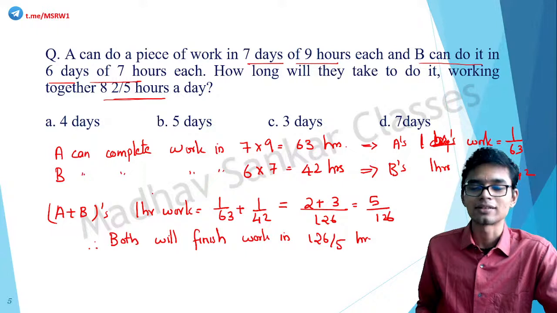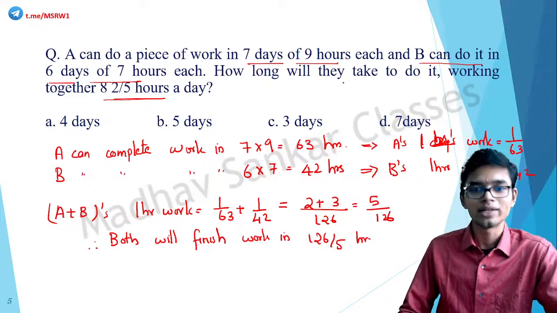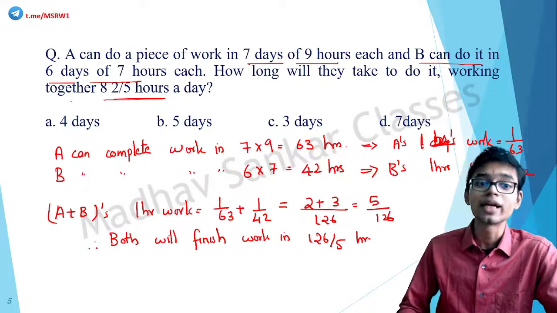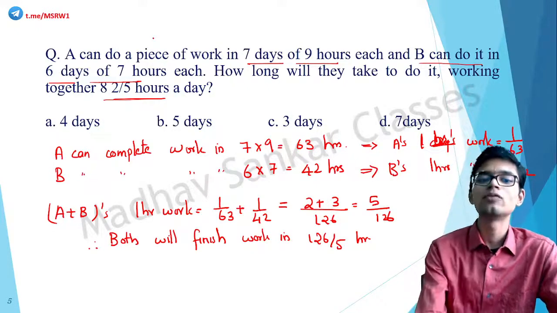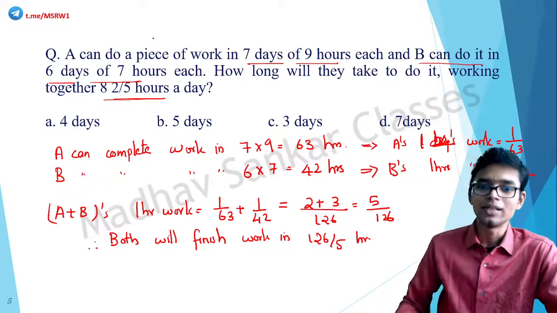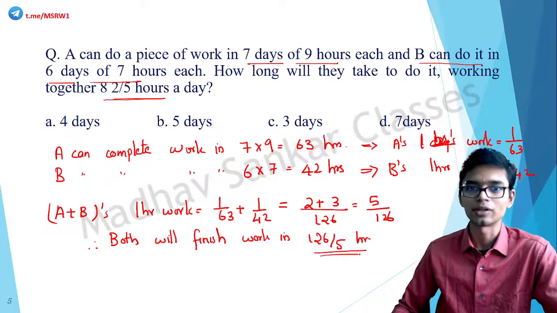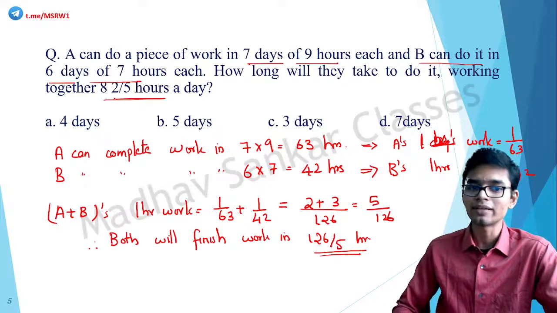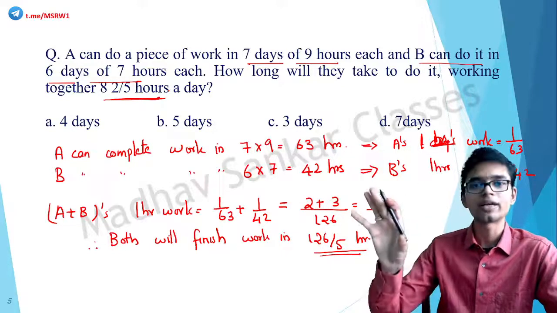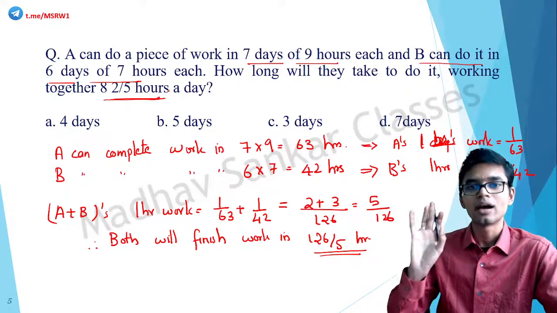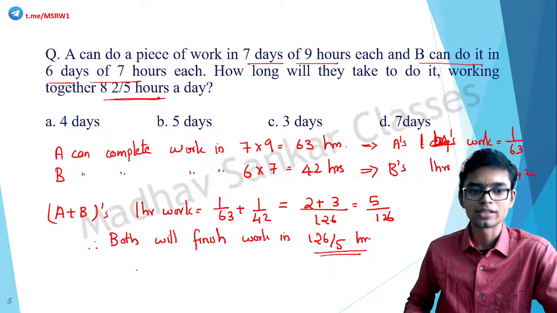Correct? But that is not the question. The question is, how long will they take to do it working together 8 and 2 by 5 hours a day? That is specified. So in one day they will work only for 8 and 2 by 5 hours. This is the total number of hours that they would take to complete the work. So if they work 8 and 2 by 5 hours per day, how many days will it take to complete the work? Divide the total time by the hours that they would work every day. So it is 126 by 5 divided by 8 and 2 by 5.